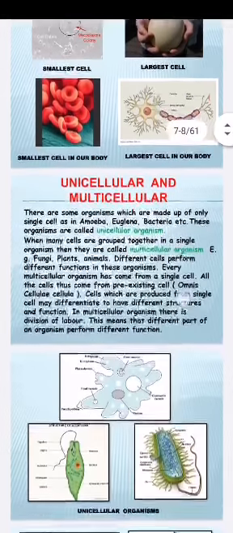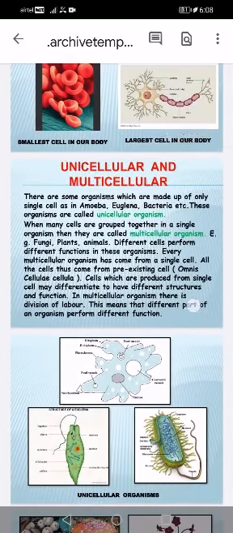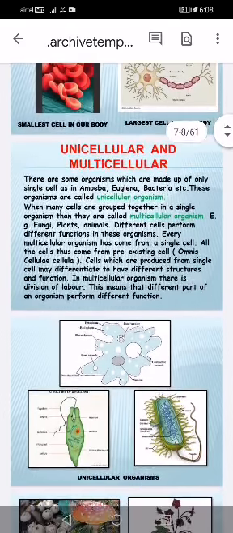Now any organism can be divided as unicellular or multicellular organism. Few of the organisms are unicellular. They are made up of only a single cell, such as amoeba, euglena, bacteria. The entire body is made up of only one cell, and one cell can do all the functions for the living of the particular organism.